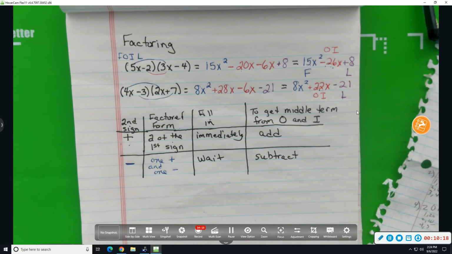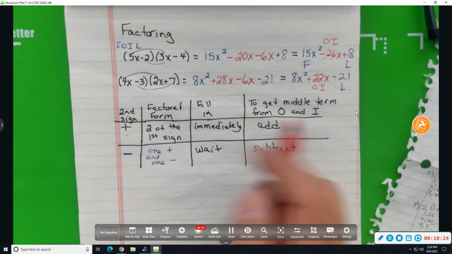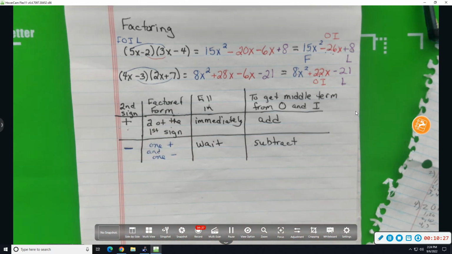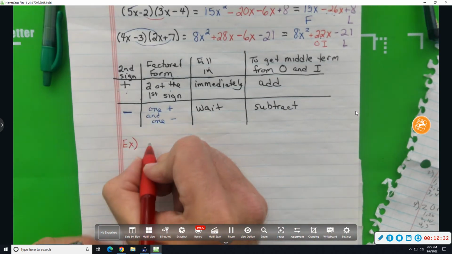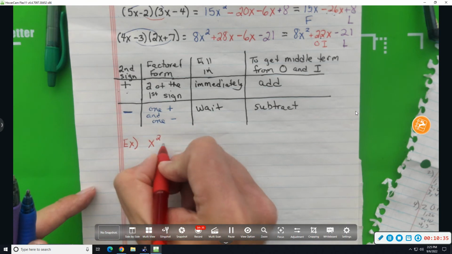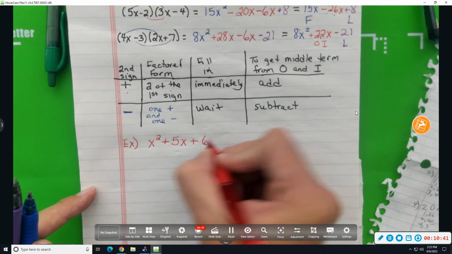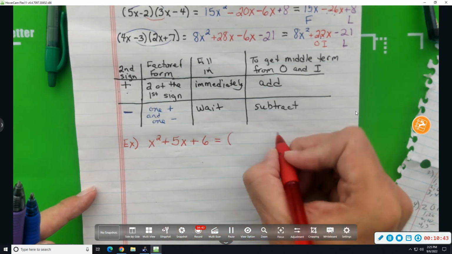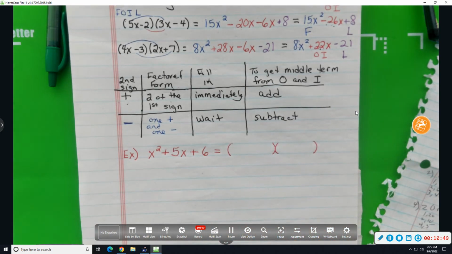Now, before we start doing any problem from the homework or examples, I want to do one just to try to illustrate what I'm saying on this chart. So here's EX, standing for example. x squared plus 5x plus 6. Is it clear what we're going to do? We're going to get two sets of parentheses that we can FOIL out and get x squared plus 5x plus 6. This is just reversing the FOIL process.